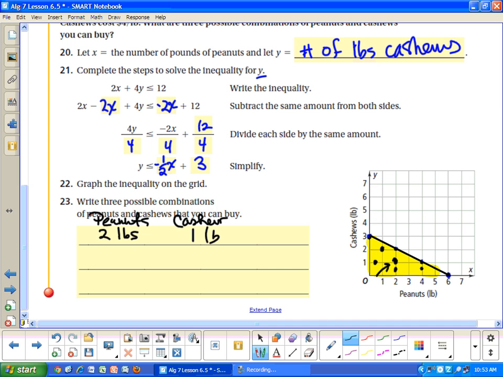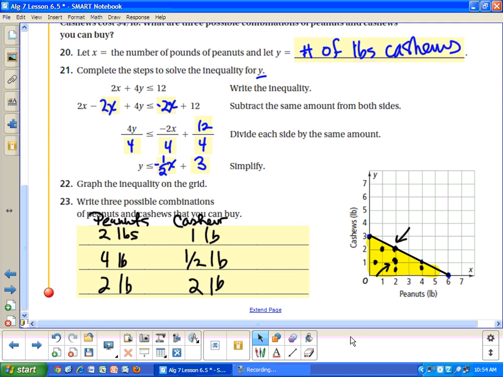I could do 4 pounds of peanuts and 1/2 pound of cashews. I could do something right on the line using the exact amount of money I have to spend, where I could buy 2 pounds of peanuts and 2 pounds of cashews, and so on. And there's an infinite number of possibilities for this problem.